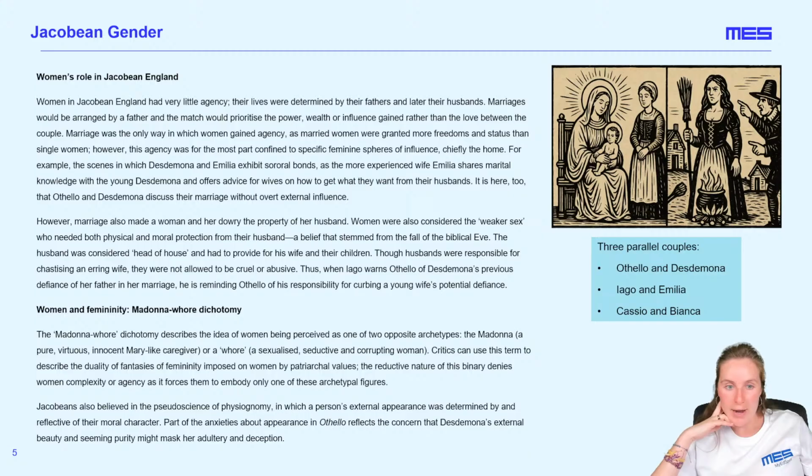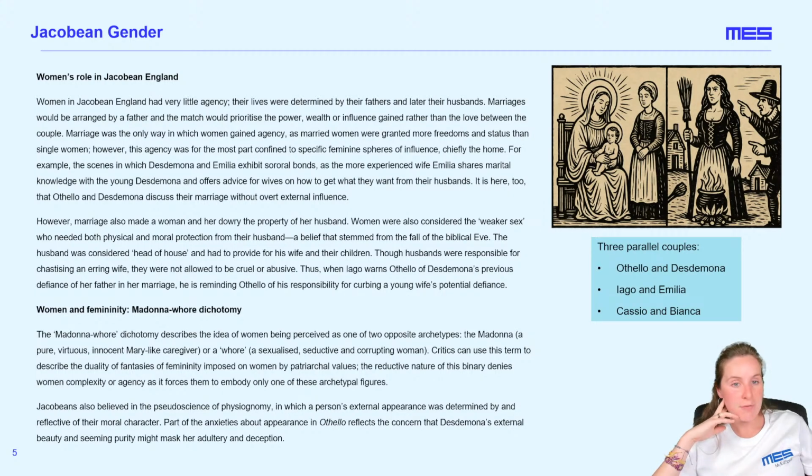So I'm going to read this part out again and then talk a little bit about women's role in Jacobean England, and then we'll link this to Shakespeare's Othello. First of all, women in Jacobean England had very little agency. Their lives were determined by their fathers and later their husbands.